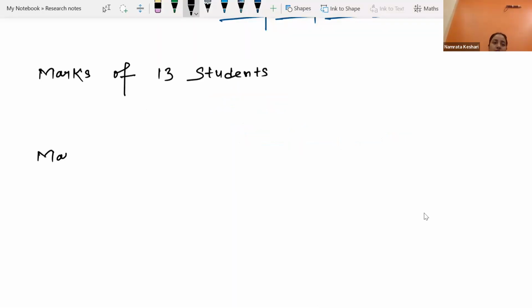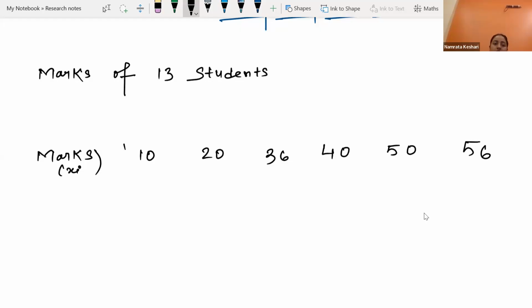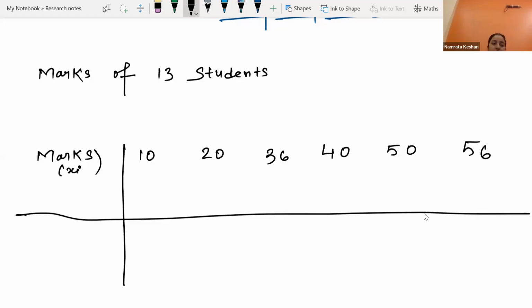So marks are given like this: 10 marks, 20 marks, 36 marks, 40 marks, 50 marks, 56 marks. These are the marks students have got. 13 students are there, and the number of students, which we can call the frequency as well.